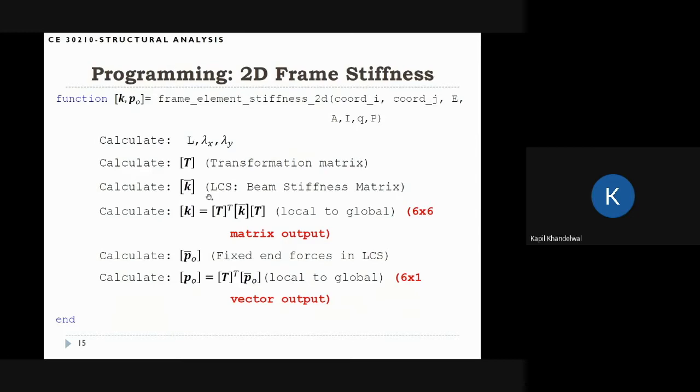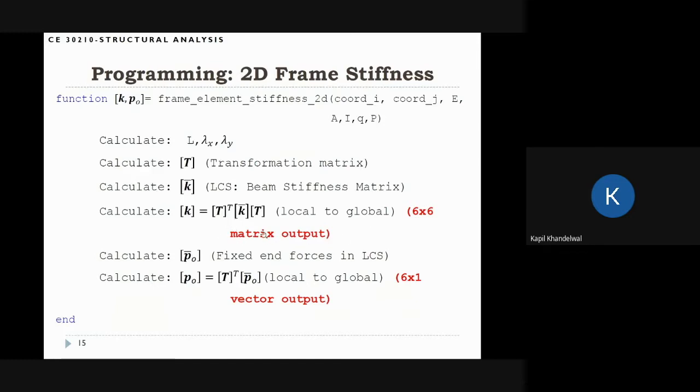So just calculate K bar. And finally, do this transformation to calculate the frame element stiffness matrix. T bar is K bar. So K is T transpose K bar T. Okay, so this is the global to local transformation, and this output should be a 6x6 matrix output.